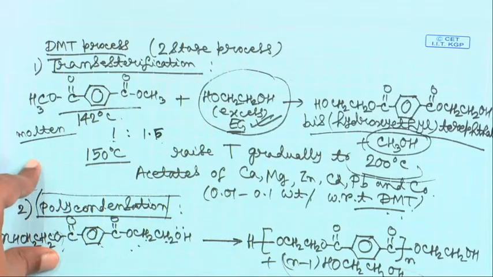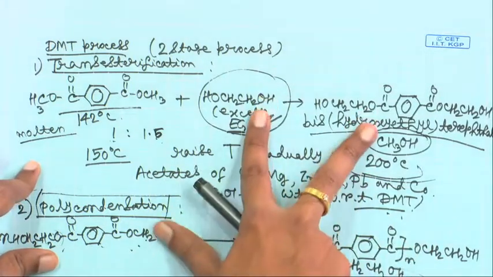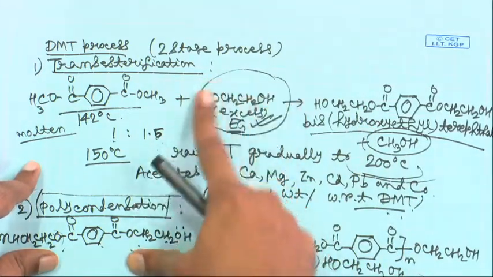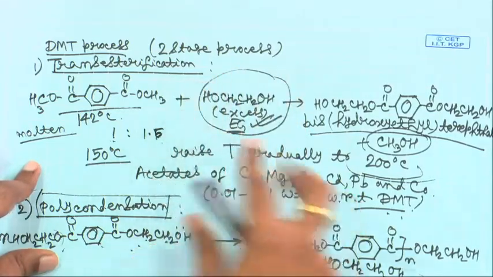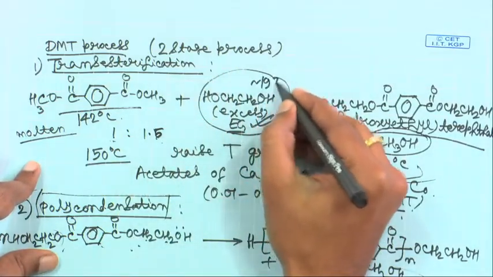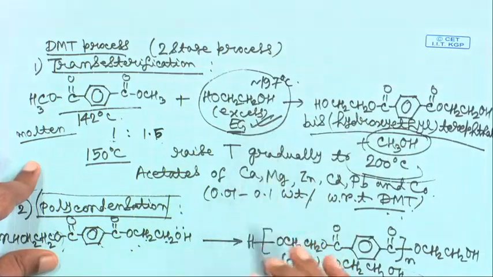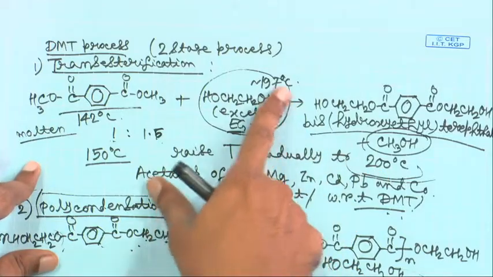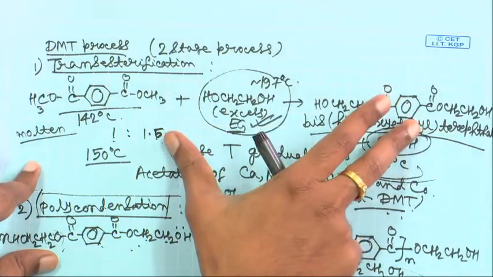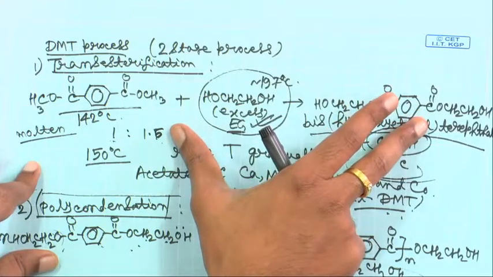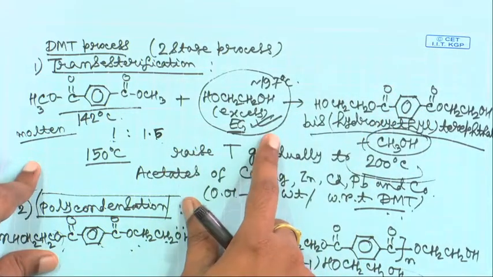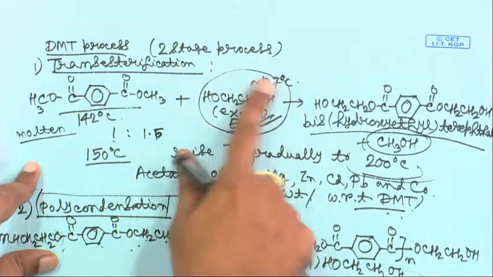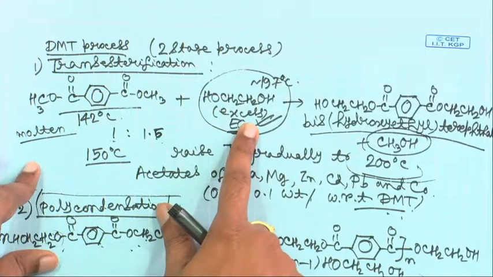Now, what you do is that after the transesterification reaction is complete, whatever excess of ethylene glycol was there, you have to remove. The ethylene glycol boiling point is around 197 degrees Celsius. So, you gradually increase the temperature from 200 to 250 degrees Celsius once the first step is complete, and then you distill off all of this residual, unreacted ethylene glycol.